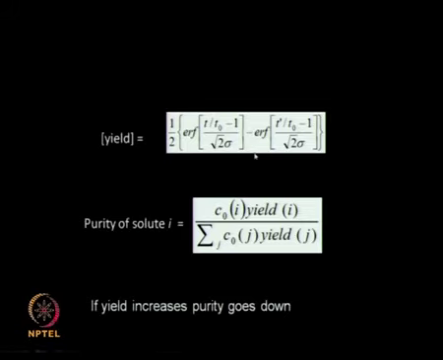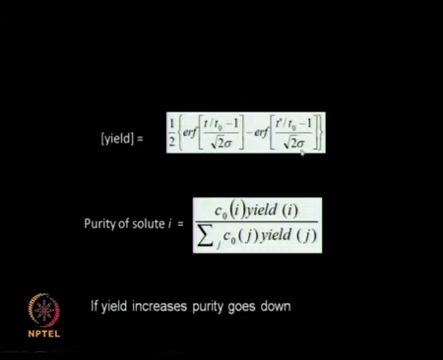Now we want to calculate the yield. So if I am collecting sample between time t dash to t, where t naught is the retention time of the component, then yield is given by half into error function (t by t naught minus 1) divided by square root of 2 sigma, minus error function (t dash by t naught minus 1) divided by square root of 2 sigma.